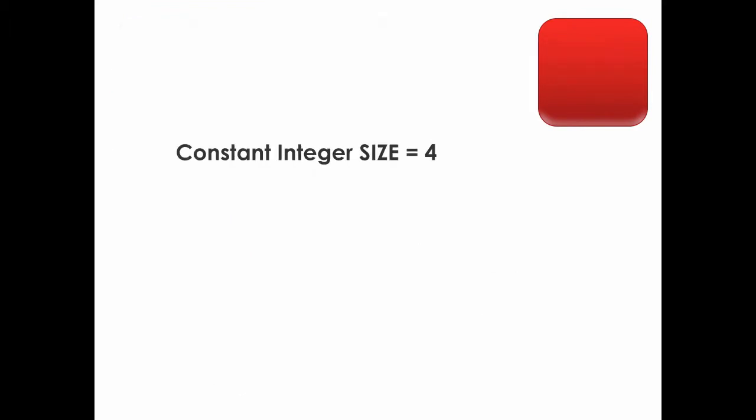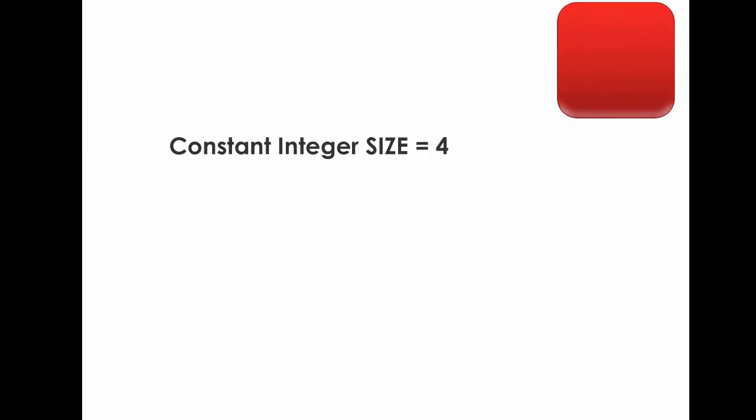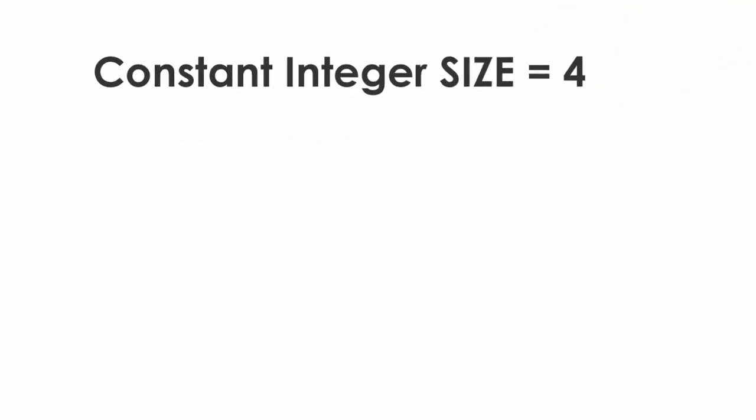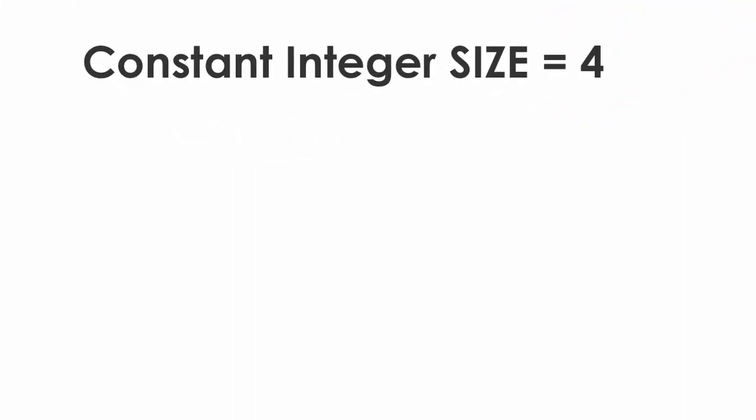All right, this is the answer in pseudocode. We said there's going to be a constant integer named size, and we're going to make size equal to 4. Now, why do we do that? This sounds like a lot of trouble. Well, the idea is that you can change the number of elements in an array by just changing this one variable, and it changes it.